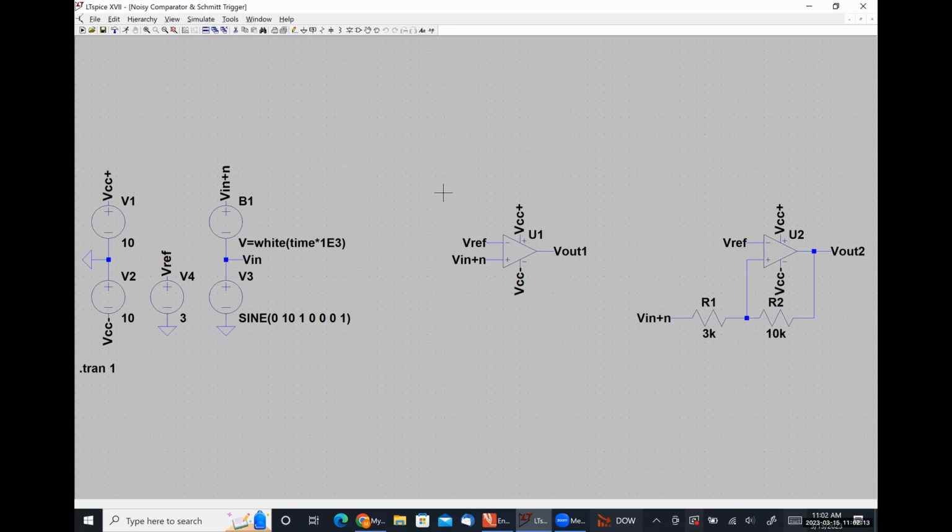I simply have 10 volts for VCC plus, negative 10 volts for VCC minus. I have a reference voltage of 3 volts. And then I have a sinusoidal input voltage that has an amplitude of positive 10 volts and a frequency of 1 hertz, so it's 1 cycle per second. And this one way out here on the right, after all these zeros, is I'm just restricting my sinusoidal source to generate exactly 1 cycle of the sinusoid.